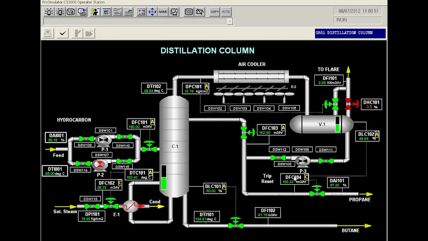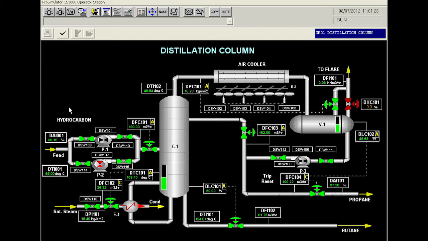The distillate product, which is propane, is removed by flow controller DFC 104, which is cascaded to the drum level controller DLC 102. The purity of the propane is indicated by DAI 101, which is 97.2% of propane. The uncondensed vapor is flared and is controlled by column pressure controller DPC 101.